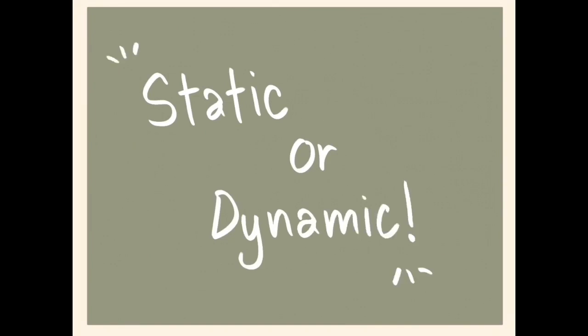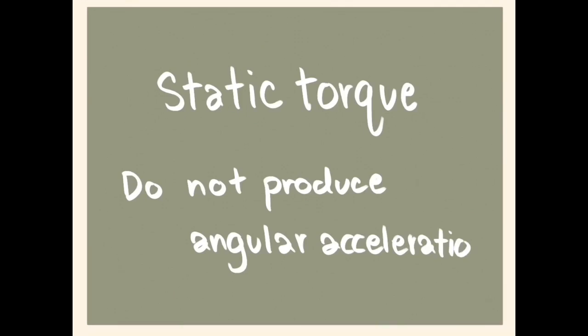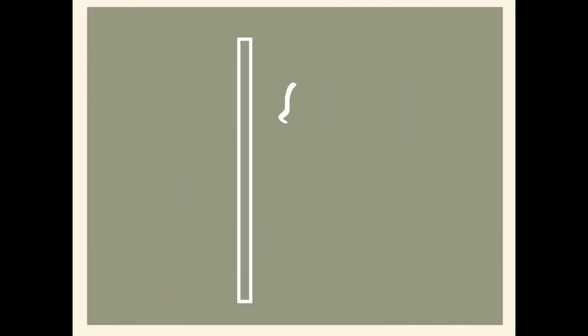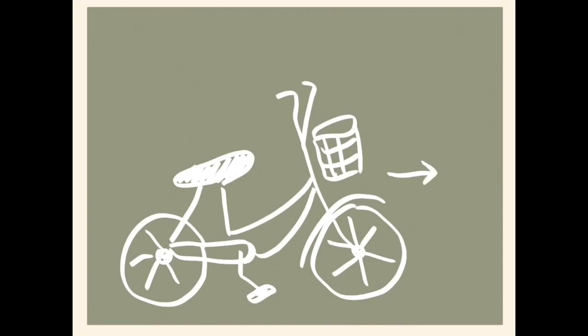Torque can be either static or dynamic. A static torque is one which does not produce an angular acceleration. Someone pushing on a closed door is applying a static torque to the door because the door is not rotating about its hinges despite the force applied. Someone pedaling a bicycle at constant speed is also applying a static torque because they are not accelerating.